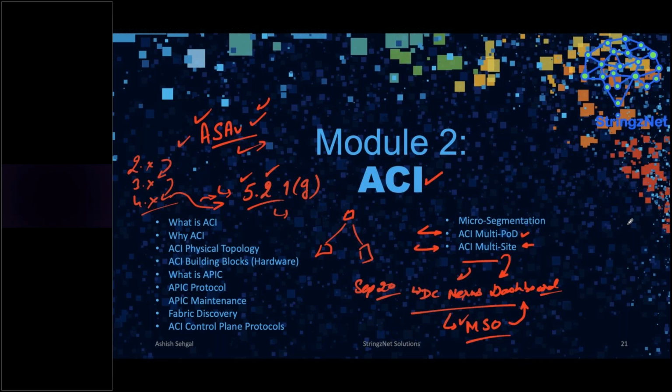And if I have understood your question correctly, the answer is no. There will be no split brain scenario because of the control plane. Why? Because the control plane is with the leaf and the spine switches and not with the controllers.